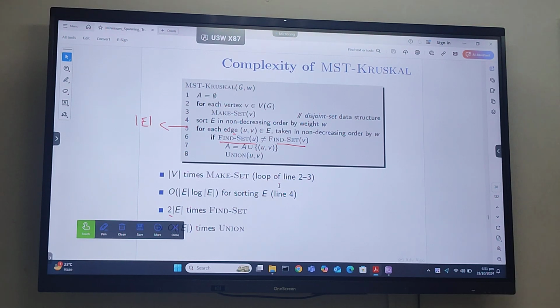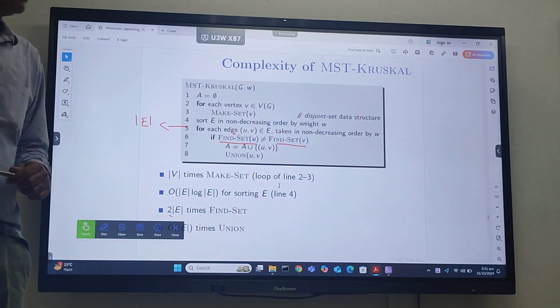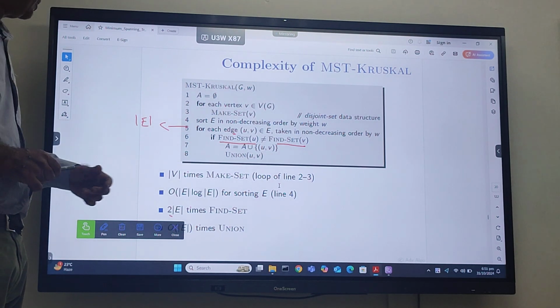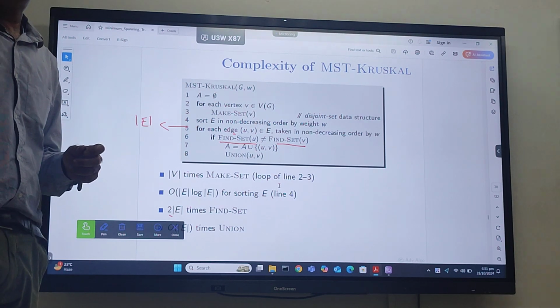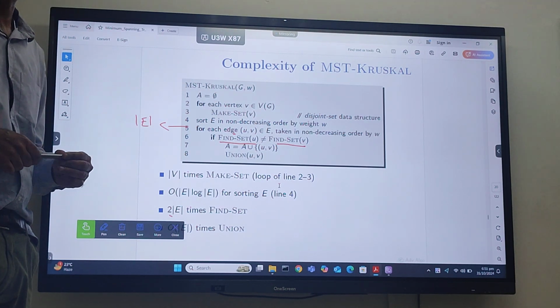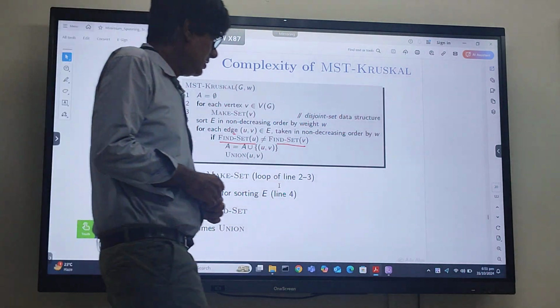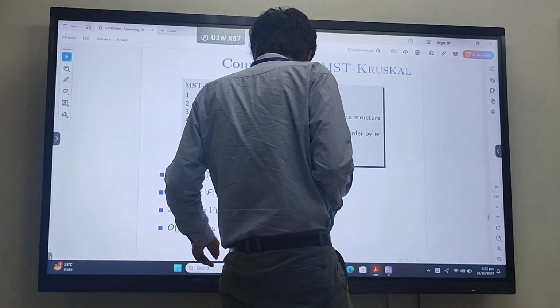In any tree, we will have V minus 1 edges. At most, we will be doing union E times, so every edge will be a union. So that's the worst case time complexity. So I think we will end this part over here.